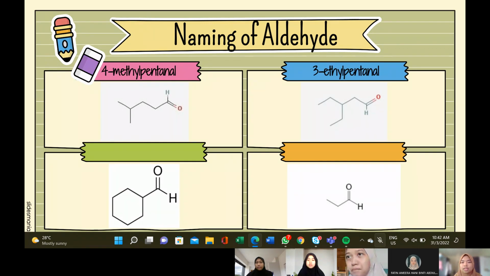The second one is 3-ethylpentanal. First of all, we identify the longest continuous chain and number the parent chain. We start numbering from right to left. 1, 2, 3, 4, 5. And we see the branch group at the third carbon. So it means it's 3-ethyl because it has CH2 and CH3. So 3-ethylpentanal, and "al" is the suffix name of aldehyde.